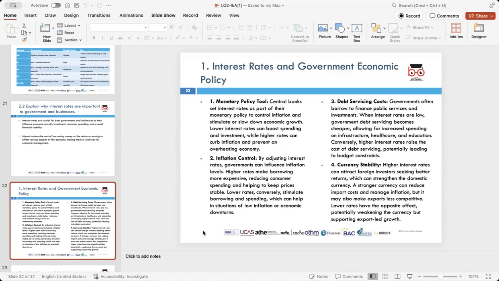Inflation control: another critical function of interest rates is inflation control. When prices start rising too quickly, the government can increase interest rates to discourage excessive borrowing and spending, helping stabilize prices. On the other hand, if inflation is too low or there's an economic slowdown, lower interest rates make borrowing more affordable, encouraging businesses and consumers to spend more, boosting economic activity.